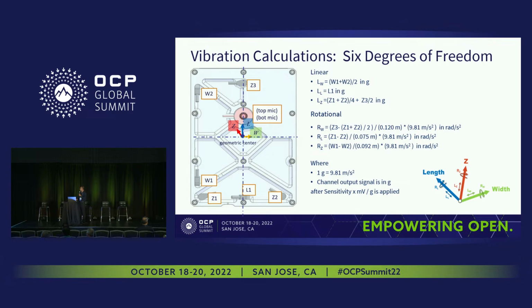Eventually, this is what we agreed on, based on having 3 accelerometers in the Z direction, which is the more important one for the HDD dynamics. We had 1 in L direction and 2 in W direction. And the linear vibe are resolved with just average in those directions, and the rotational by the sensor and the distance between the sensors.